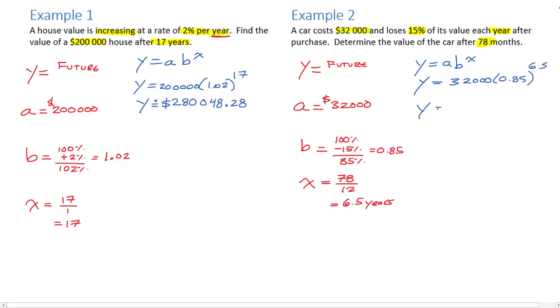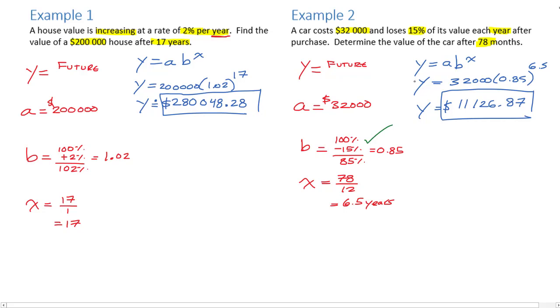All right. So you punch that all in your calculator, and that means after 6.5 years, this car would resell for about $11,126.87. All right, so I wanted to do those basic ones so I could point out some of this key stuff, right? The idea of subtracting from 100 when we're talking about decay, and watching out for the units. This is in months, but we're doing it every year. So little things like that are the things to look out for.